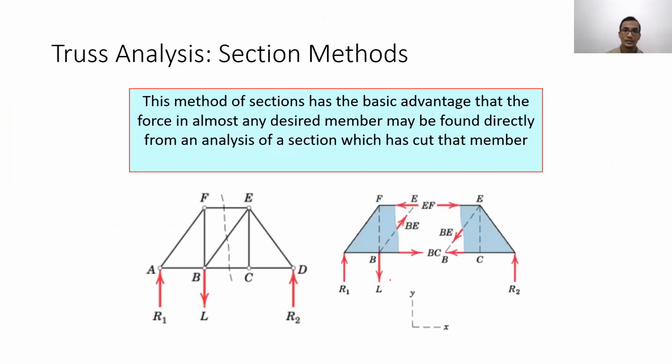Okay. So this is the explanation of the section method. You can see here, this is the explanation of the section method, right? If we want to know the members FE, BE, and BC, we can try to cut at those 3 members here. You can cut it there.